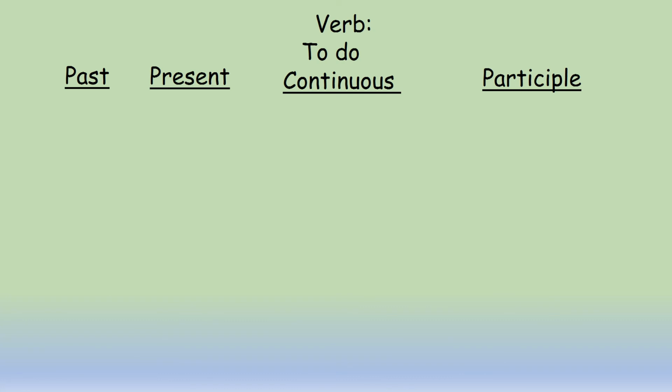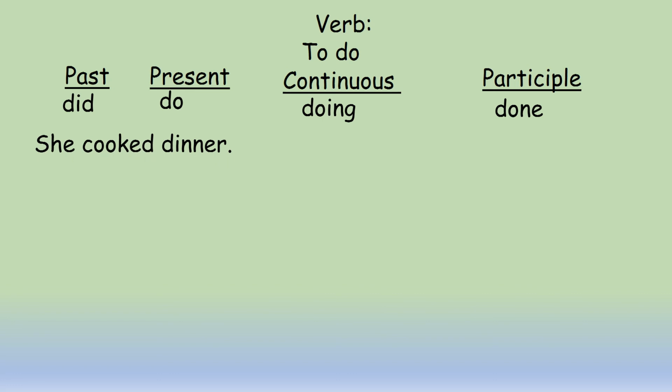Verb, to do. Present tense, do. Continuous tense, doing. Past tense, did. The verb to do is irregular, so the past participle is done. Past tense, she cooked dinner. Question: what did she do?